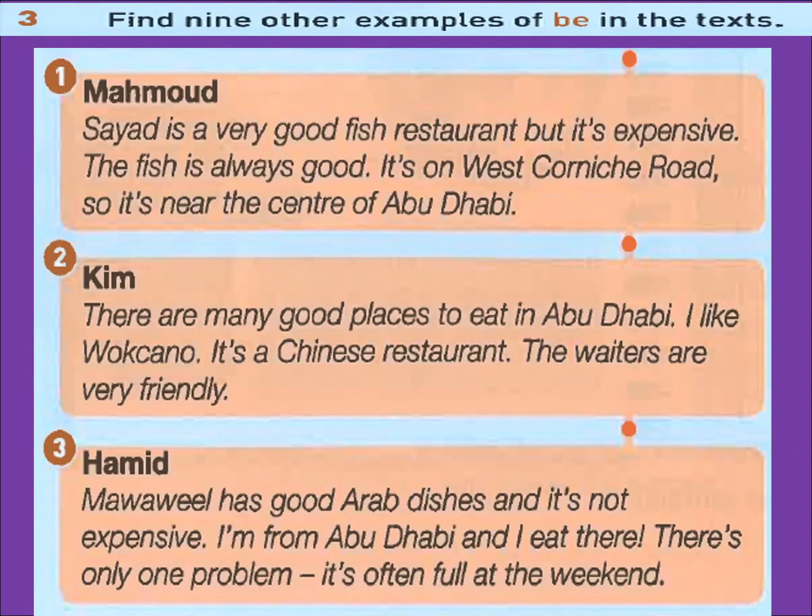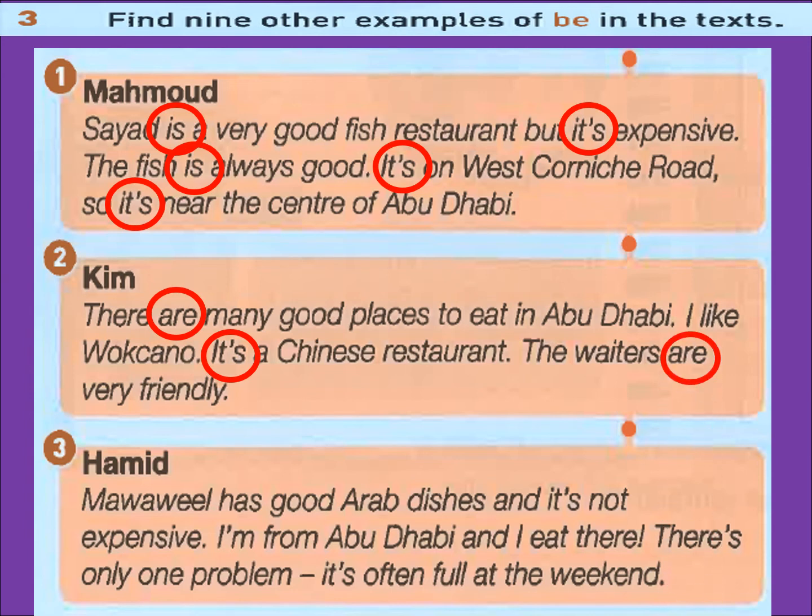Exercise 3. Now find 9 other examples of the verb to be in the following texts. Now check your answers. All of those are examples of the verb to be.